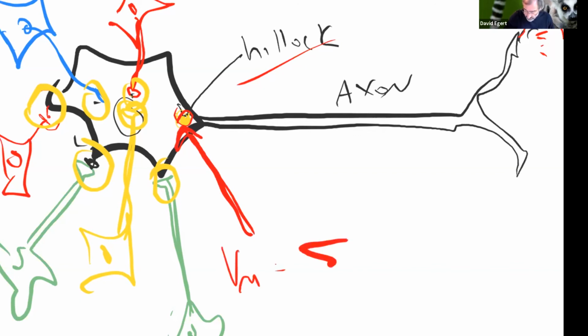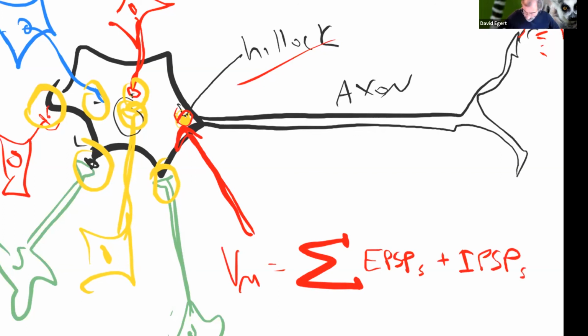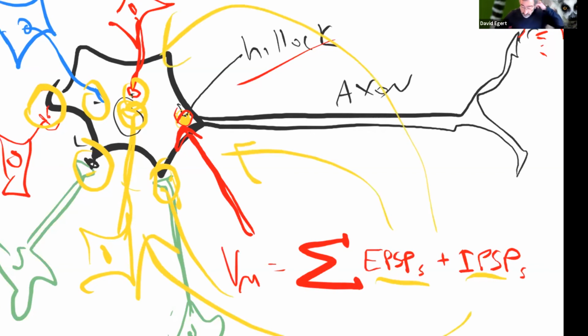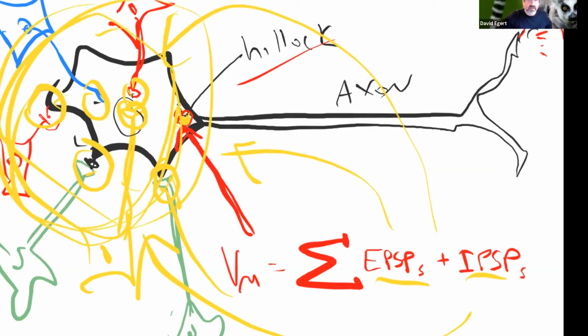And this is summation, right? The big sigma is just the summation, adding up. We add up the total of all the EPSPs and the IPSPs that are occurring all over the cell. You have all this electrical activity happening from all of the different neurons that are talking to the black neuron. There's some sum total of how much excitatory and inhibitory stuff is coming in.